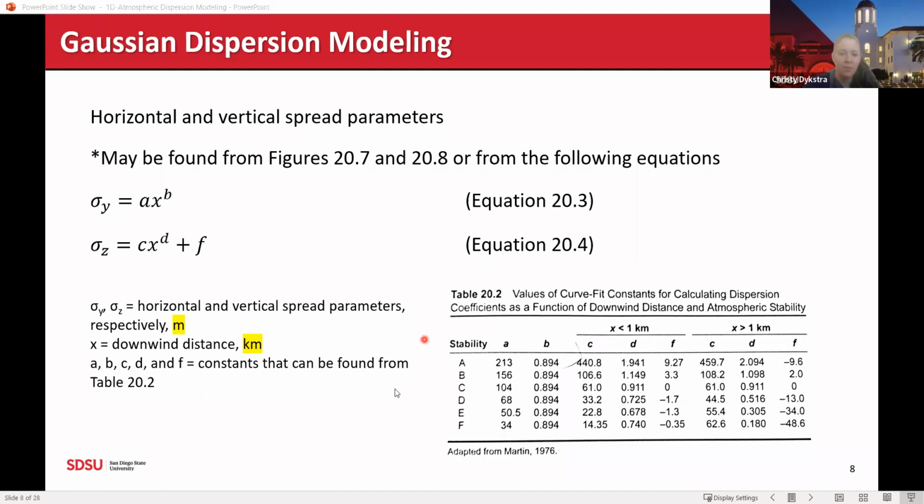So these are the main points that I'd like to make around these dispersion coefficients. Once we know our stability class and what x value, we can find our A, B, C, D, F, and then we can plug in here with our x value in units of kilometers and get out dispersion coefficients in units of meters.